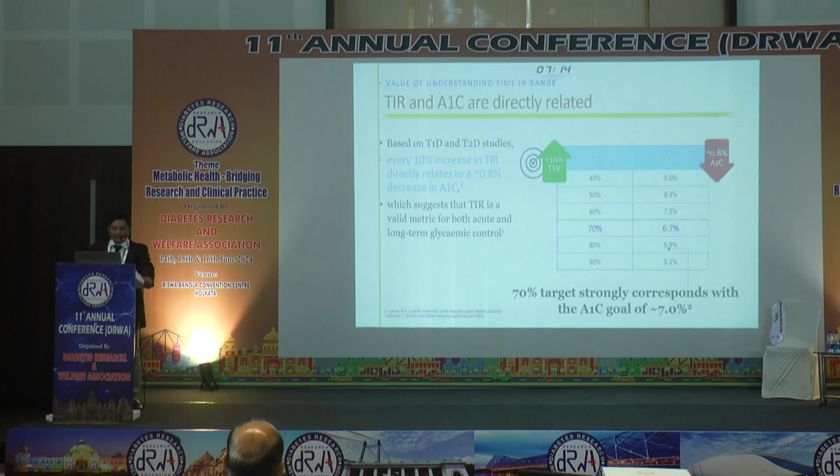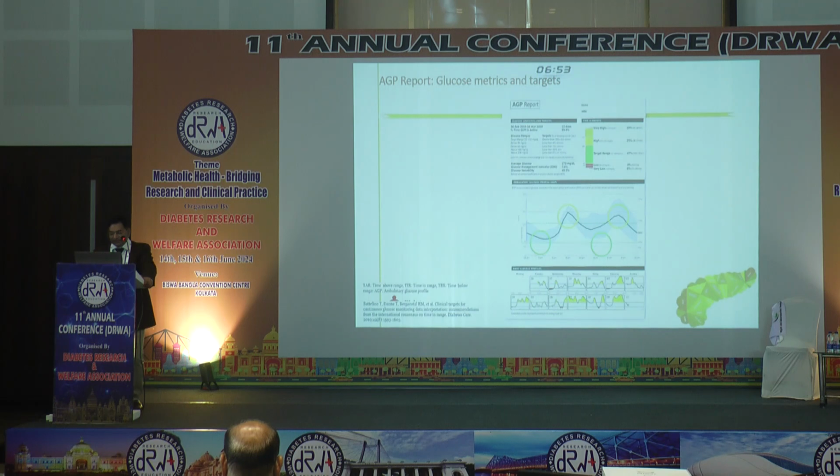And the data says that on the TIR and HbA1c relationship, every 10% increase in TIR can reduce HbA1c by around 0.8%. And if you achieve 70% of TIR, then it strongly correlates with the HbA1c goal of 7. That's why the recommendation is that we should try to achieve 70% of TIR in all the patients, except in pregnancy, in GDM and pre-gestational type 2 diabetes.